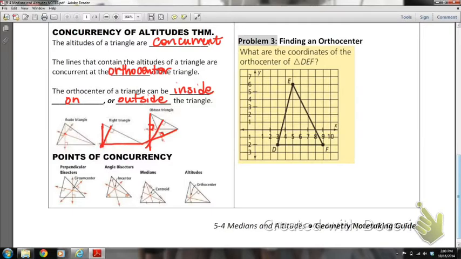Below, I've just listed all of the different points of concurrency for a triangle. We will cover perpendicular bisectors and angle bisectors later. But just to let you know, there are 4 different points of concurrency for a triangle, and we're only going to cover 2 of them, the medians and the altitudes, right now. So let's look at a few problems using this.